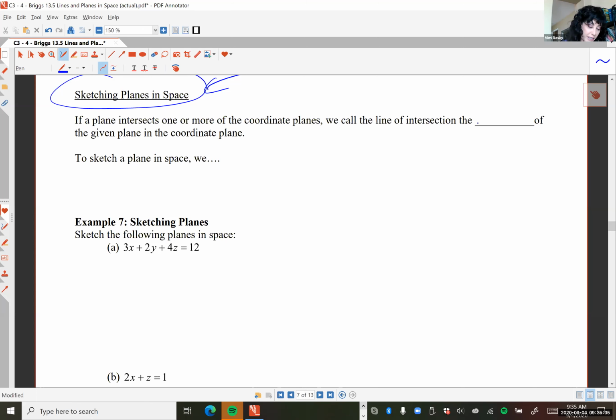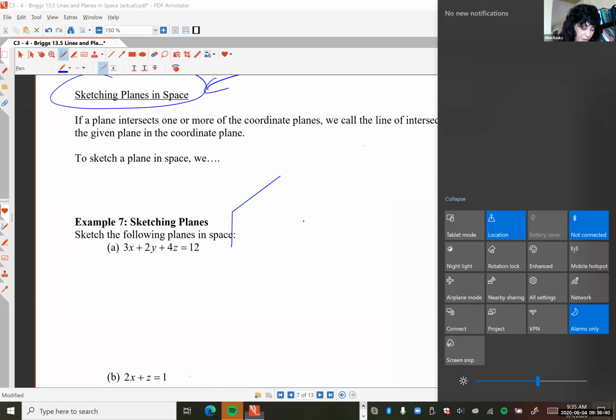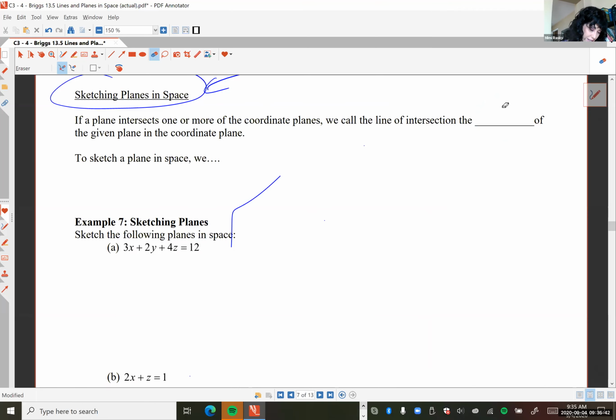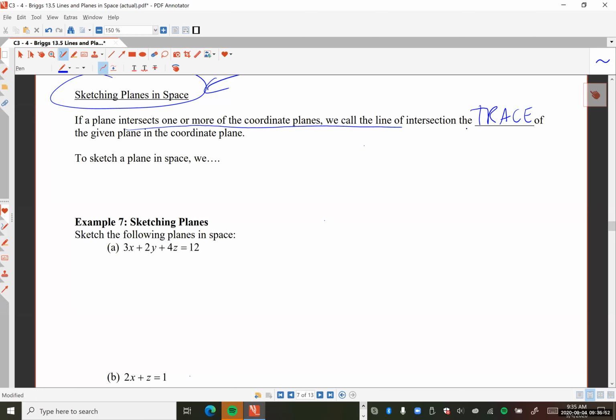by the way, this is a vocabulary word. It's called a trace. Excuse me, not the line of intersection, but when a plane intersects the coordinate plane. So let's talk about this in a moment. So I'll show you in the next example where the trace is.